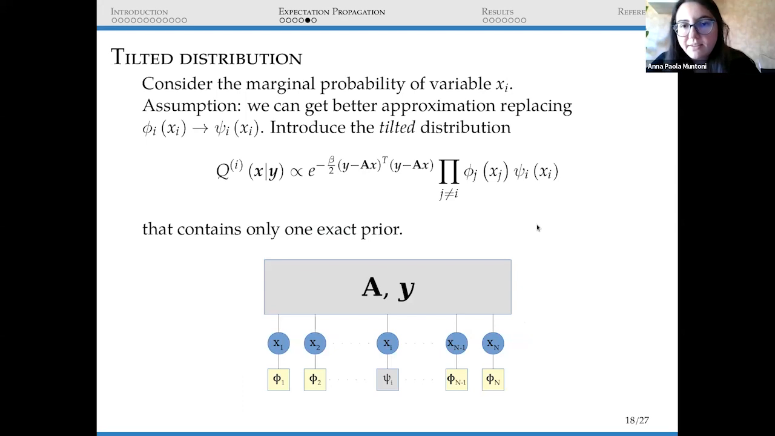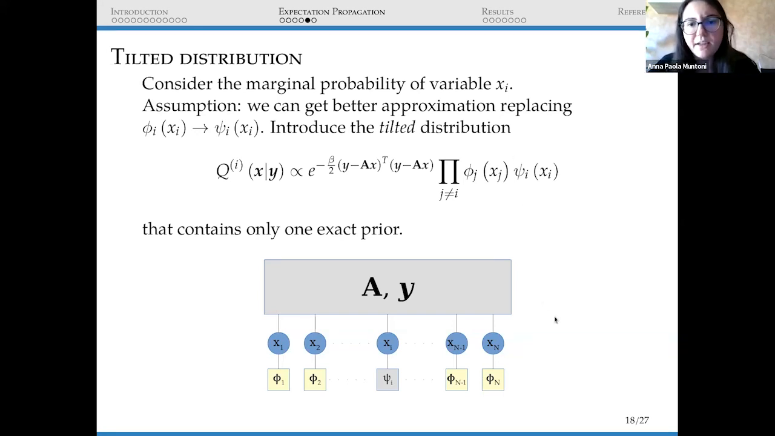What you get in the end is the so-called tilted distribution, where you have the exact likelihood, the approximation of all the priors x_j, except for the i associated with the target marginal that you want to compute, and then you multiply it by the true prior here.